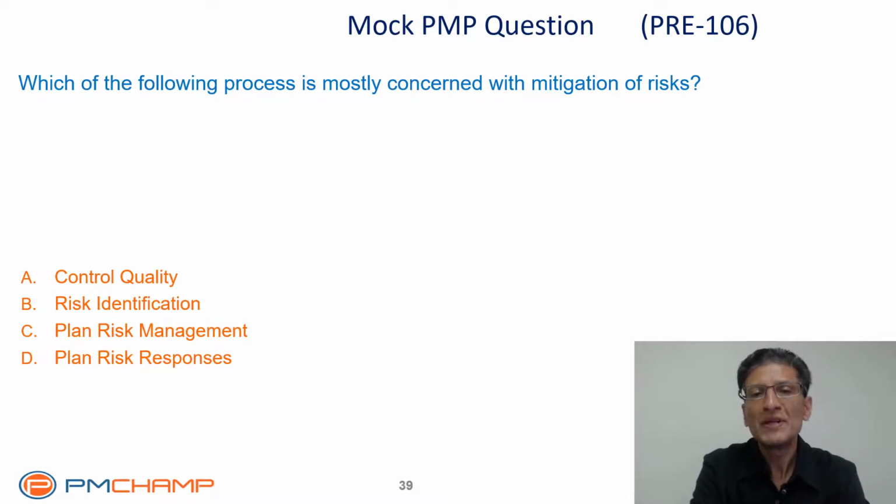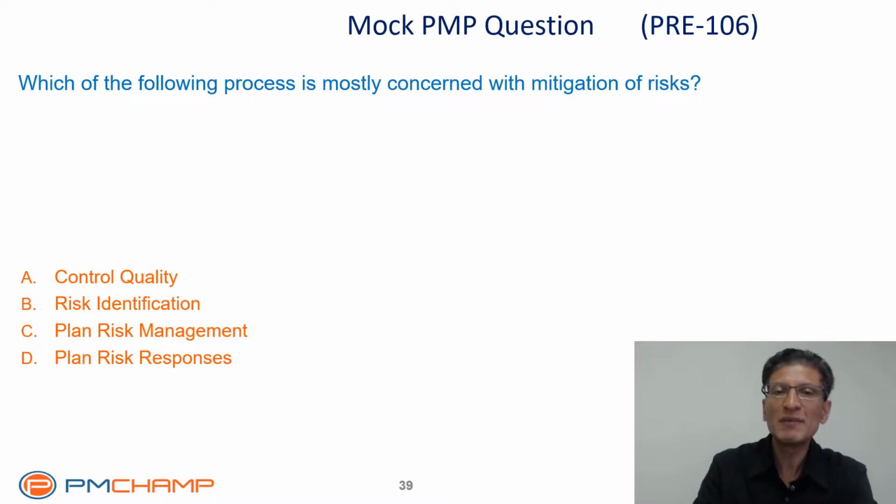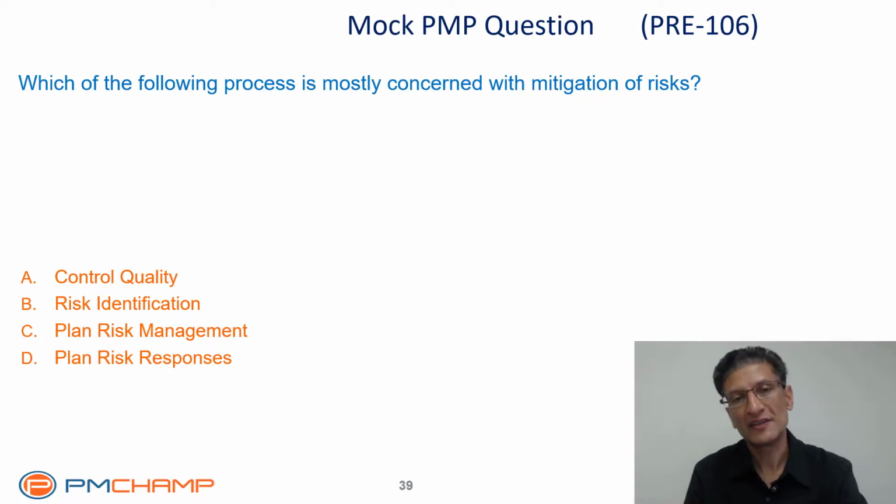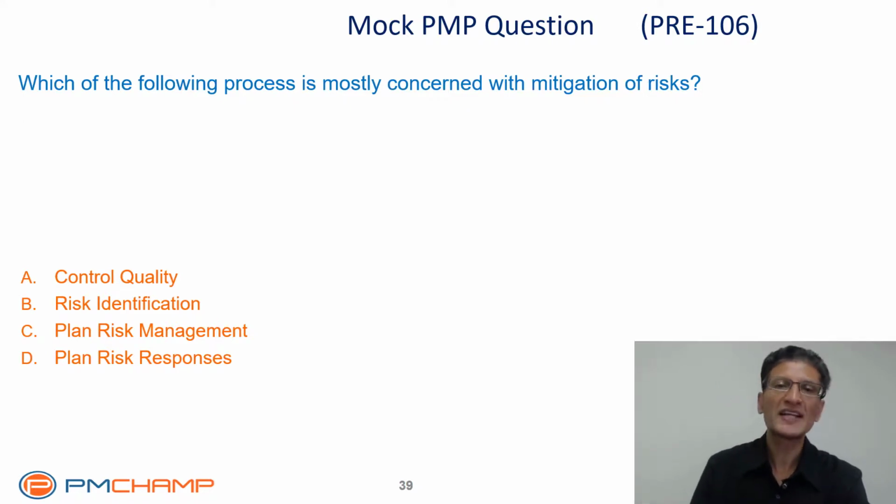We are trying to mitigate the risk. So I am sure you can guess this won't happen in control quality. This is something to do with the risk. There are three processes listed here: risk identification, plan risk management, and plan risk responses. Risk identification is all about identifying the risk, not about what to do with it. Plan risk management is planning our approach. How do we manage the risks? So that is also not the right answer.